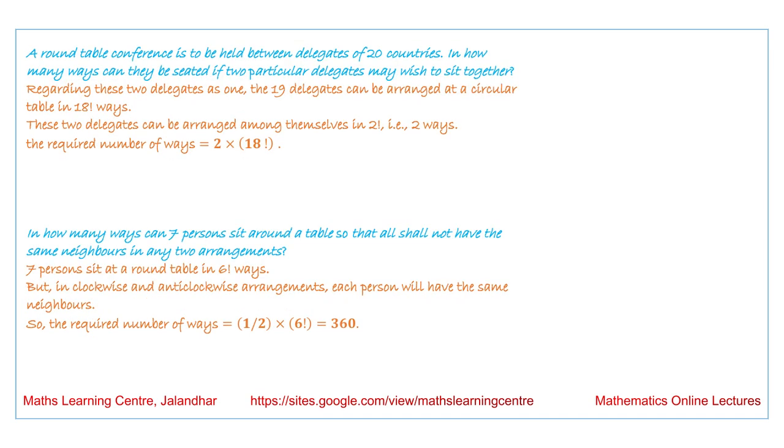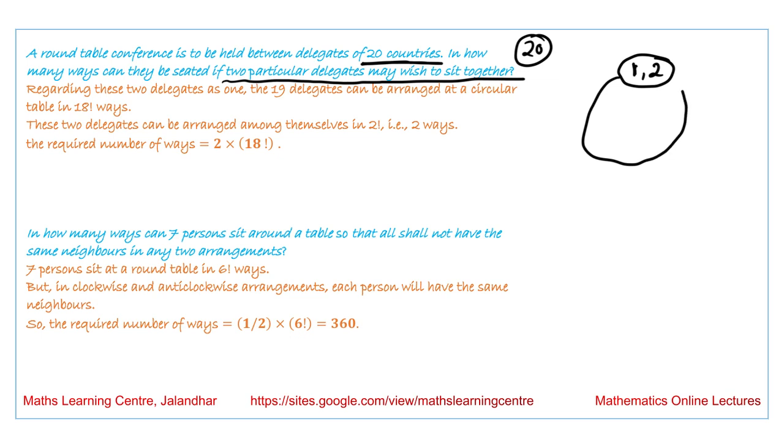Next is, a round table conference is to be held between delegates of 20 countries. In how many ways can they be seated if 2 particular delegates may wish to sit together? So we have a total of 20 delegates, and 2 want to sit together, say 1 and 2. Now the remaining are to be seated on this table.